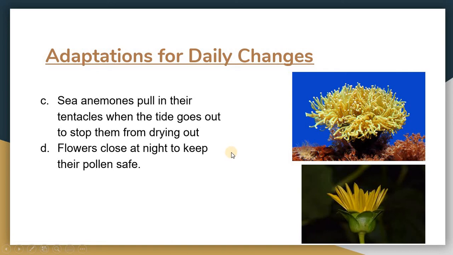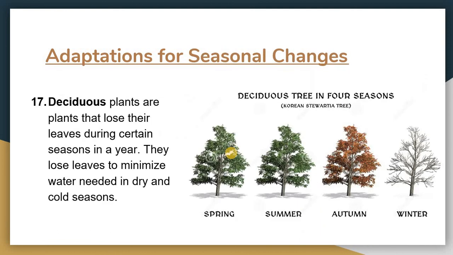So other than adaptations for daily changes, there are also adaptations for seasonal changes. So if you notice, some plants actually change during the 4 seasons. So these are called deciduous plants. So deciduous plants are plants that lose their leaves during certain seasons in a year. They do this in order to minimize water needed in dry and cold seasons.